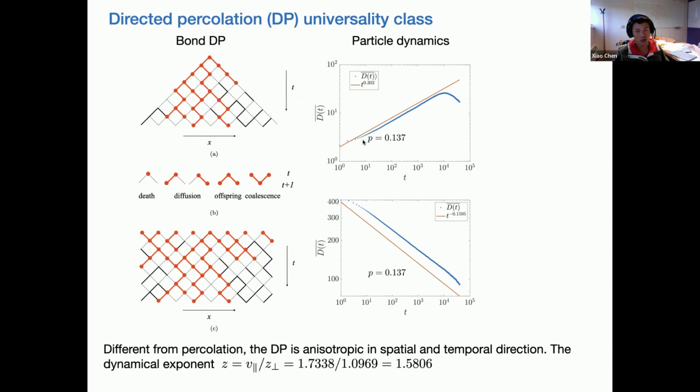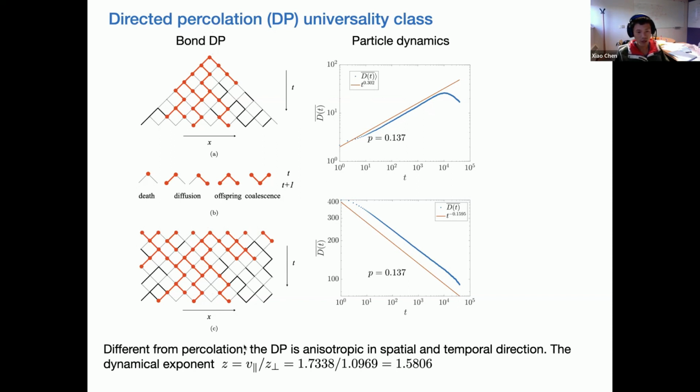Around the critical point, the particle density will increase as a power law function and then eventually decrease again. This is a universal behavior. Another case is starting with all the sites occupied by particles. We want to know how it evolves with time. It will eventually decrease to 0. It also decays as a power law function. So these are some properties of directed percolation.